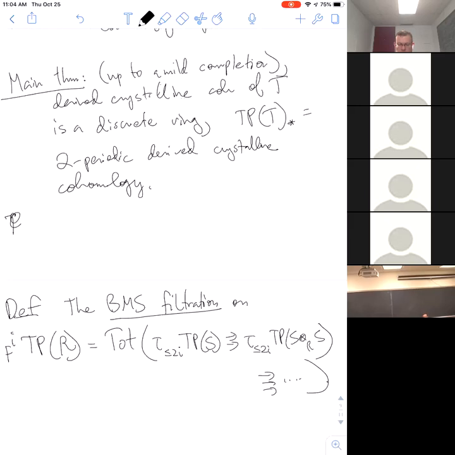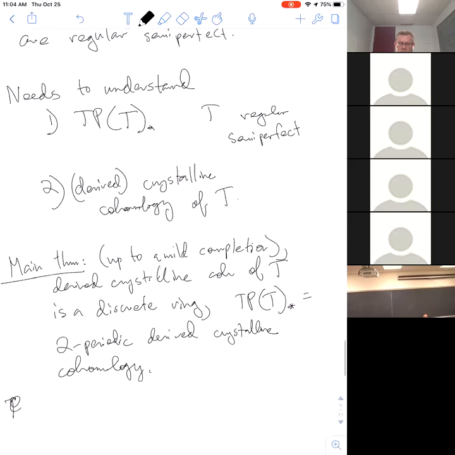And so basically, this definition works and gives you the filtration whose associated graded is derived crystalline cohomology, by this sort of explicit calculation that you have to do for regular semi-perfect rings.